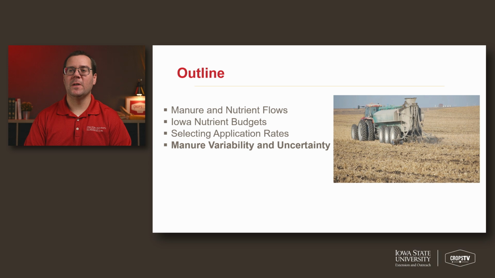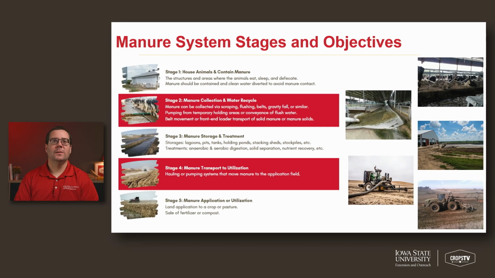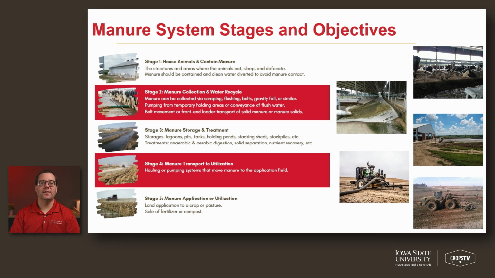There are things I don't know, like how much nutrient is actually in that load of manure compared to the one before it. And what are the things we can do to try and improve our manure utilization decision relative to all that stuff? Okay, so manure systems have to handle lots of things. And because of that, everyone is a little bit different.